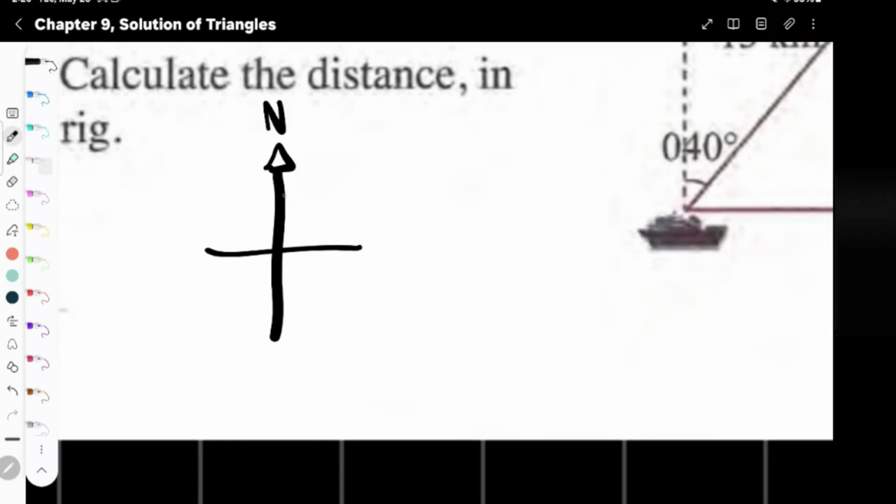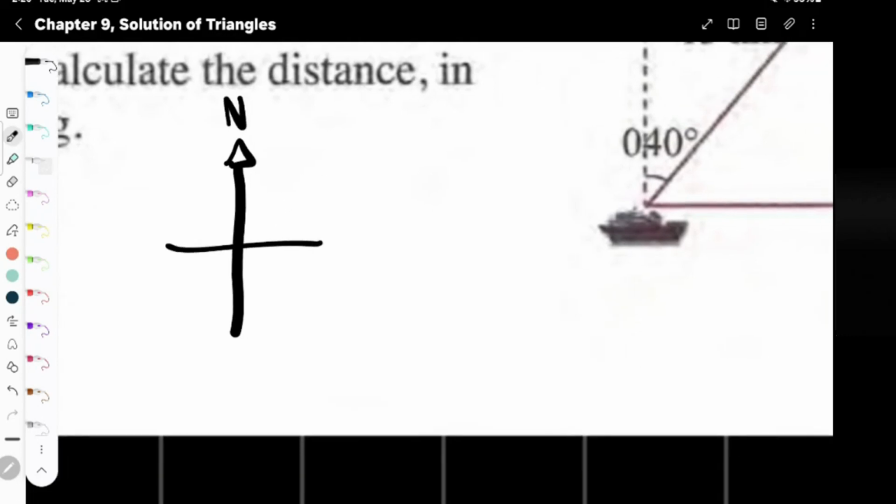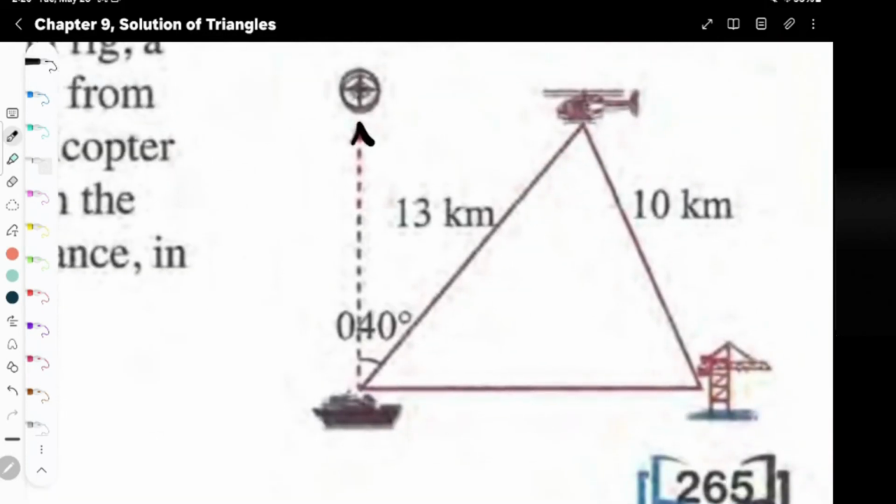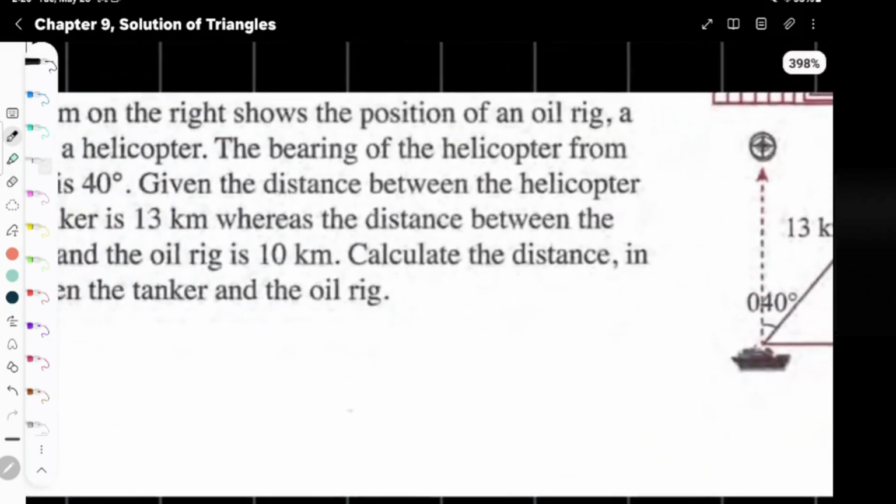So how do you know what is a bearing? You have to know it starts from the straight line, and then it goes to the right side. So if I were to say a bearing of 270 degree, it will be here. If I say bearing of 90 degree, it will be here. So a bearing is like a compass, right? They use a compass there. So they say that's 40 degree.